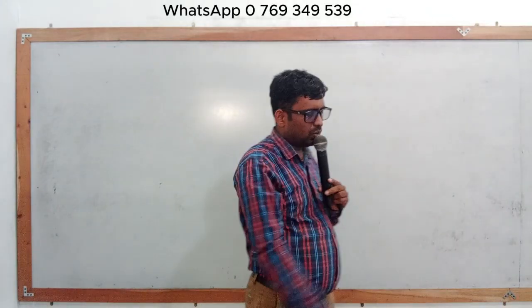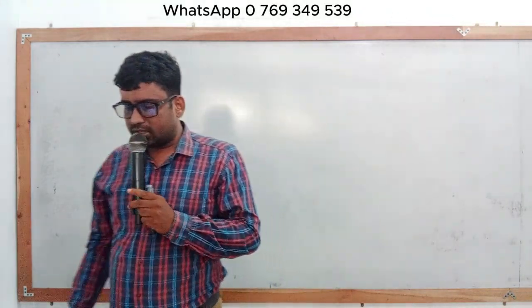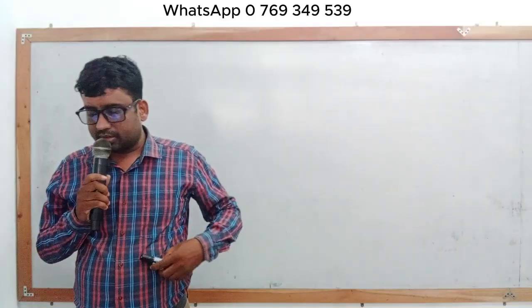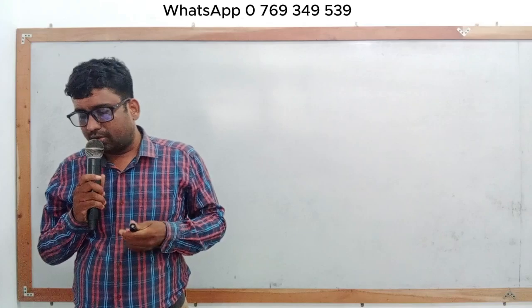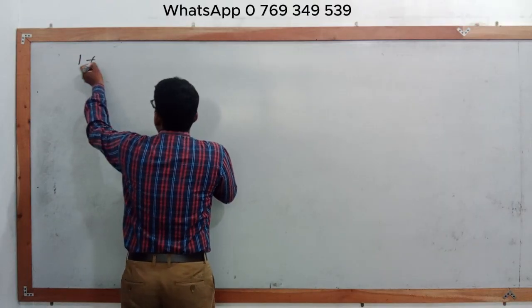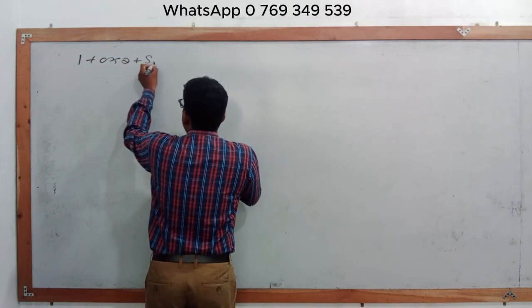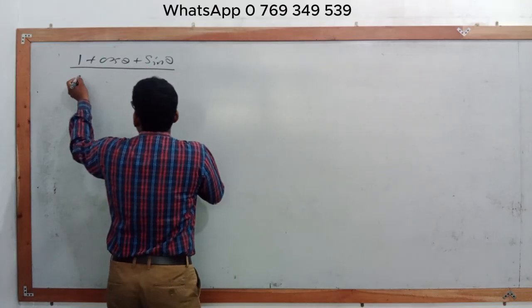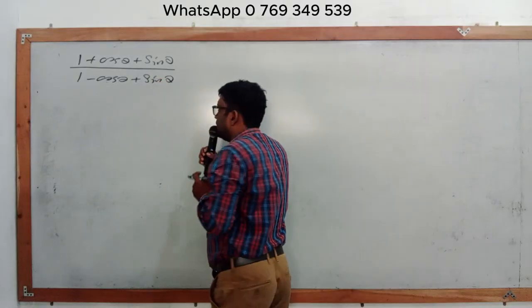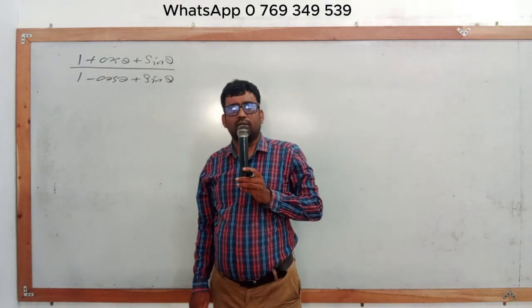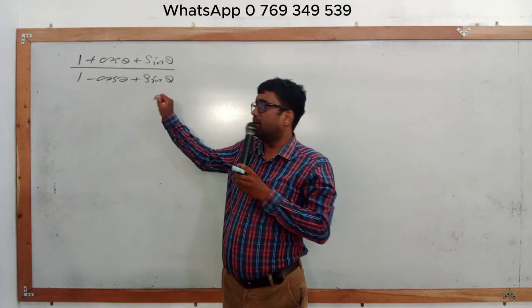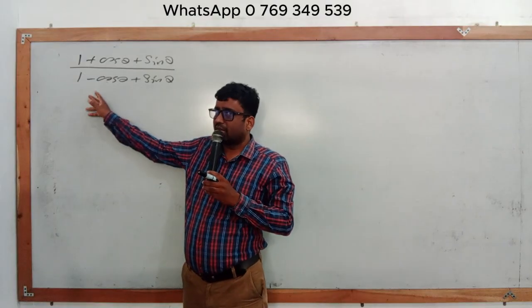Question number 2. Show that, this is trigonometry: (1 plus cos theta plus sin theta) divided by (1 minus cos theta plus sin theta) equals (1 plus cos theta) divided by sin theta. First we try to take the denominator, and this one goes to sin like this.